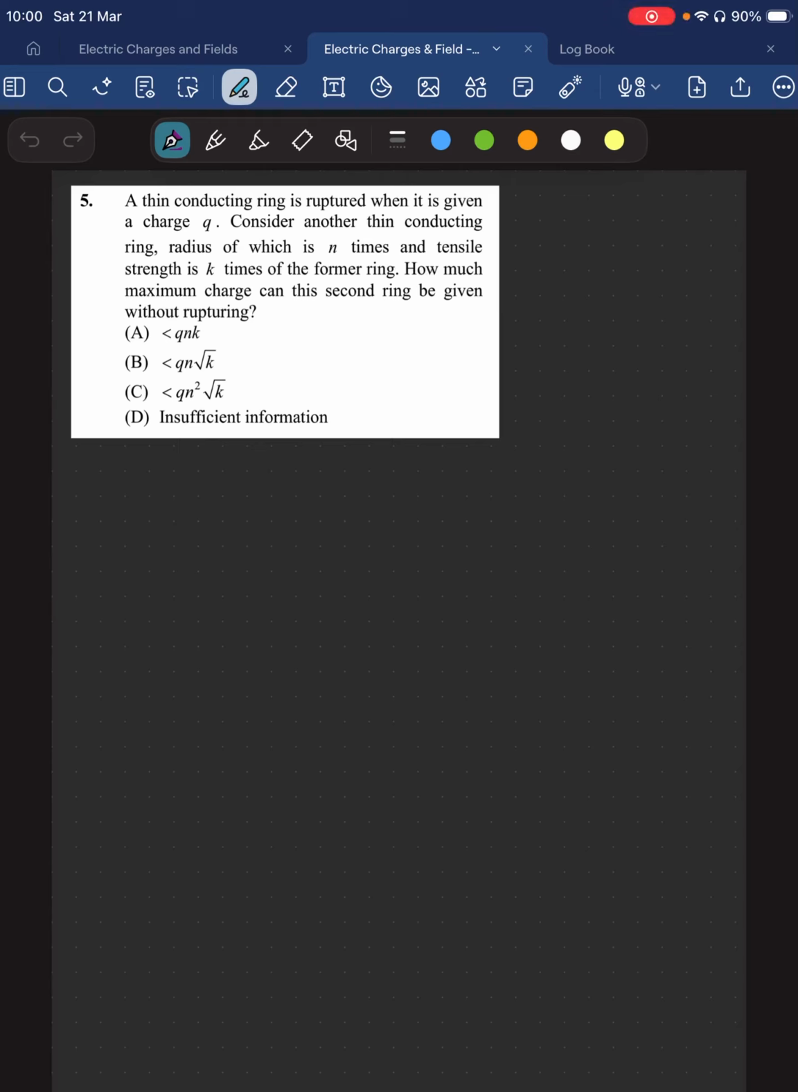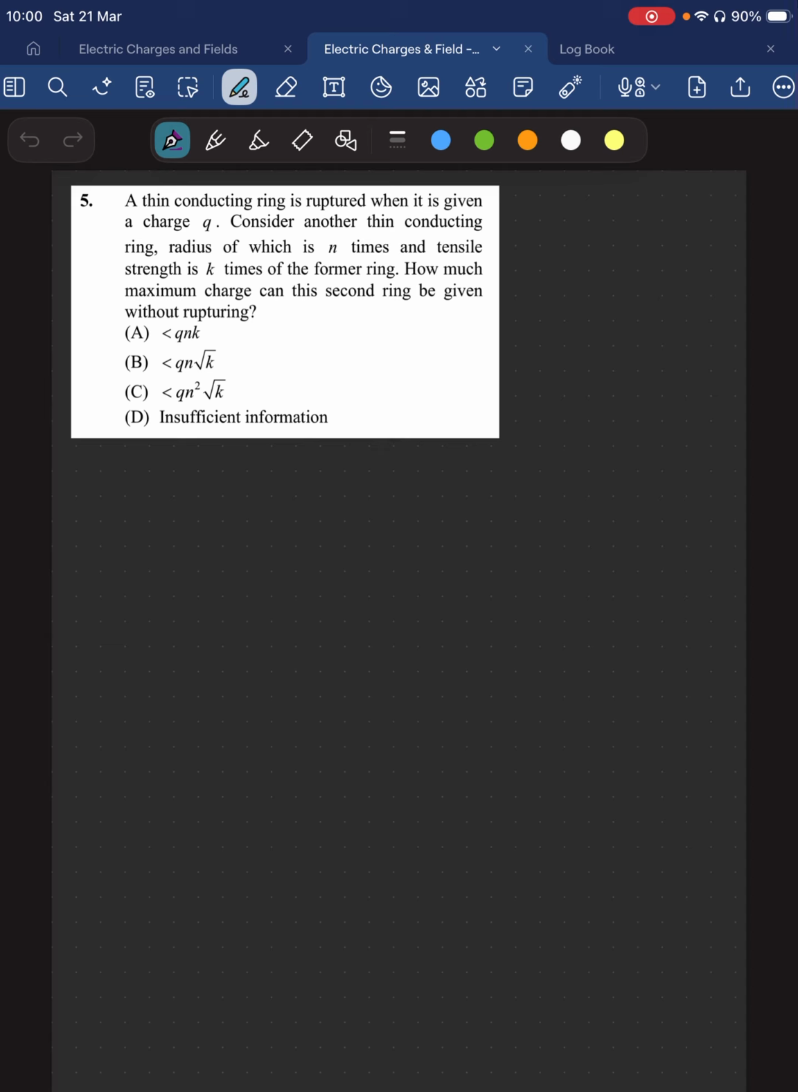Here in this question, we have a thin conducting ring, and this thin conducting ring is ruptured when it's given a charge Q. So the question says that when you have another thin conducting ring, which has a radius n times of this ring, and its tensile strength is k times that of the former ring, then what's the maximum charge which can be given to this ring so that it doesn't rupture?